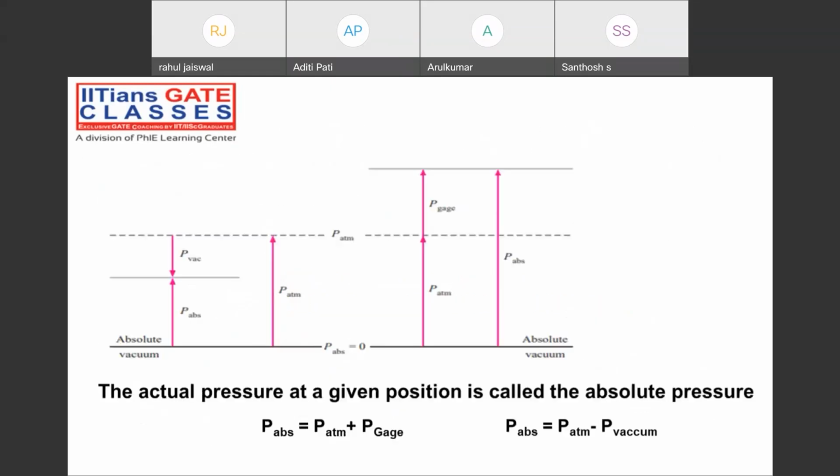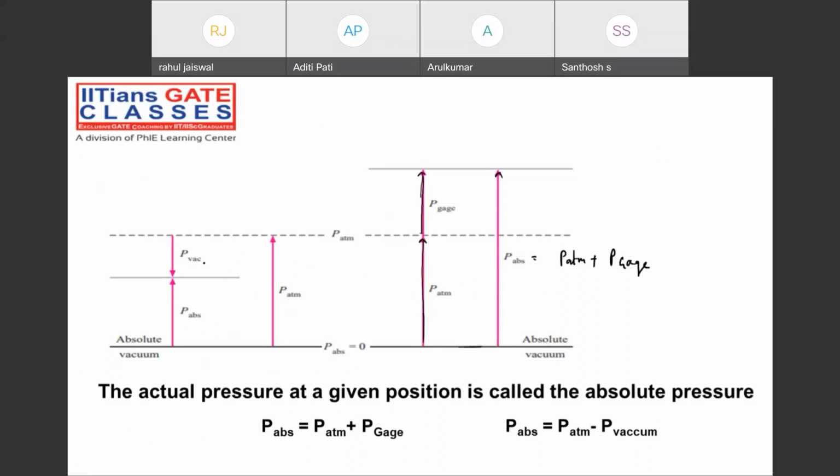Note down this particular diagram. This is the reference point. From the reference point, suppose that atmospheric pressure is this much. After that, suppose that we have the gauge pressure. Now, if I ask you what is the total pressure, you must say the total pressure is the absolute pressure. And what is this? Atmospheric pressure plus gauge pressure. That is the absolute pressure, right?